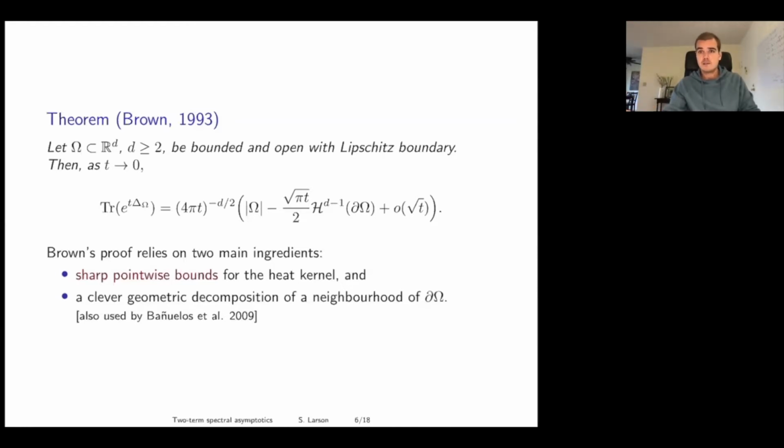And in our setting, while we don't have access to the same pointwise bounds as Brown uses, his idea of decomposing a neighborhood of the boundary is key to what we prove. And I should say already here that all you need to understand to get this second order term is behavior that's really happening close to the boundary. Far from the boundary, you essentially only see the leading order term. So everything interesting is happening close to the boundary.